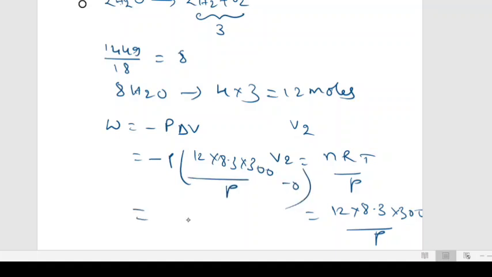Then how much are we getting here? In terms of minus only we will get, and P gets cancelled out, and we will get the answer as 29,880 joules, but in terms of kilojoules, it will be around minus 29.88 kilojoules. So this is the correct answer.